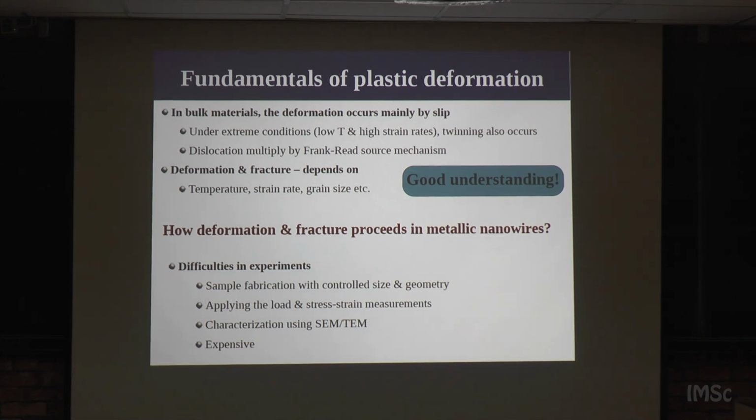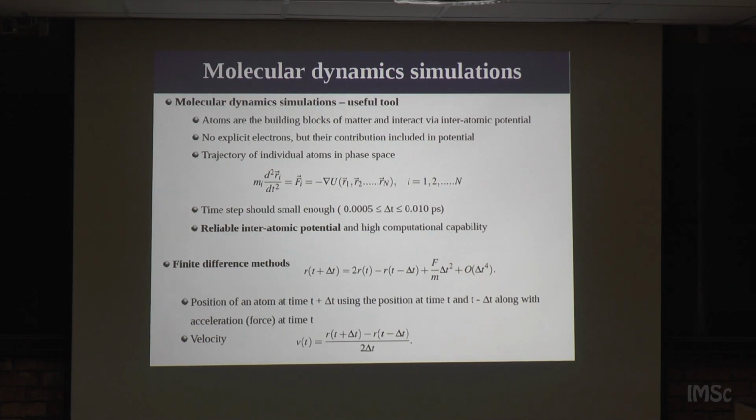In other words, how do the deformation and fracture change when you have a very small size of the samples? Because of the small size, there are difficulties in experiments like sample fabrication, like yesterday what Nagamani has told. There are difficulties in fabrication with controlled size and geometry. There are also difficulties in applying load and getting the stress and strain measurements and characterizing using various microscopic techniques, and it also comes with an expense.